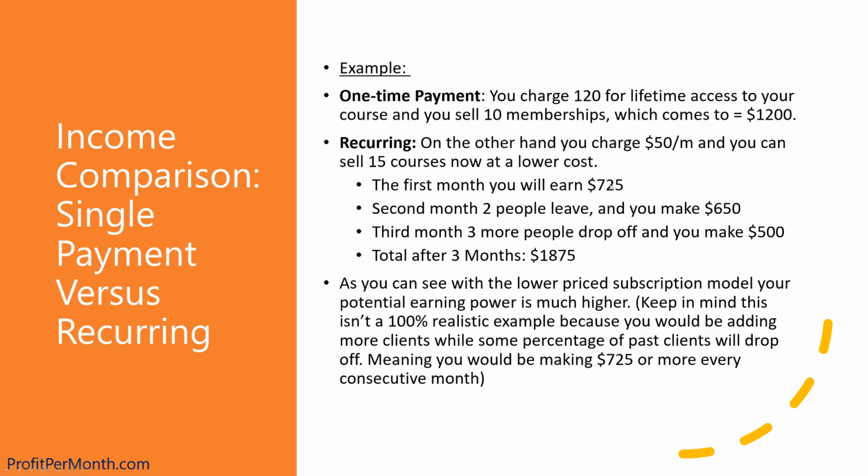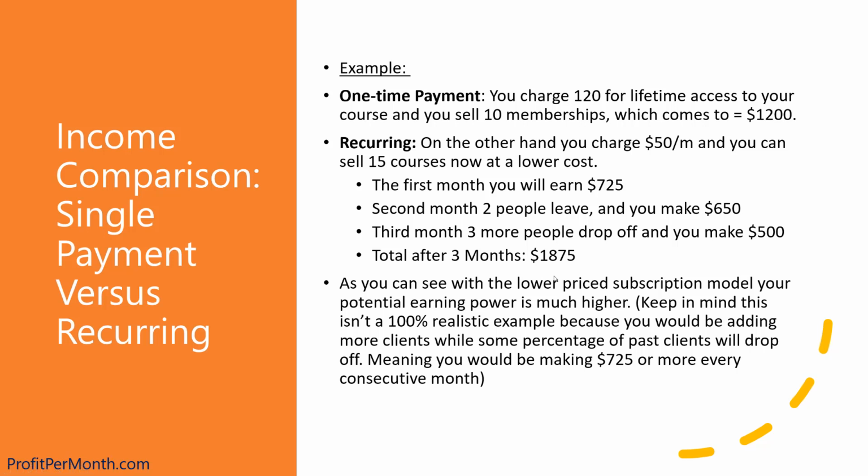The first month you will earn $725. In the second month, 2 people will leave and you make $650. And the third month, 3 more people drop off and now you make $500. The total after 3 months is $1,875, which is a good bit more than your initial income from the first one-time payment setup. As you can see, with a lower price subscription model, your potential earning power is much higher.